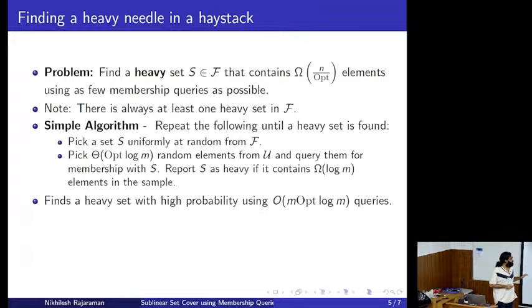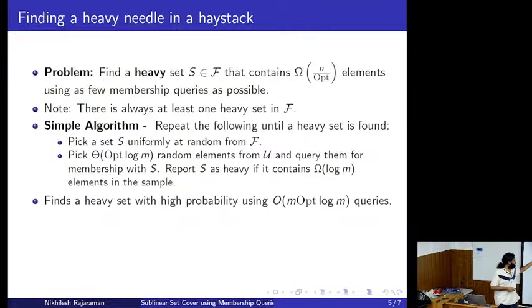So how do we go about doing this? Here is a very simple folklore approach that many of you might have seen at some point. What we can do is a simple sketching approach. We pick a small subsample of something like opt log m elements, and we query all of our sets with these opt log m elements. Then if we find a set which covers more than a 1 by opt fraction in the sample, then using some Chernoff style arguments, we can say that it's likely heavy in the entire population as well.